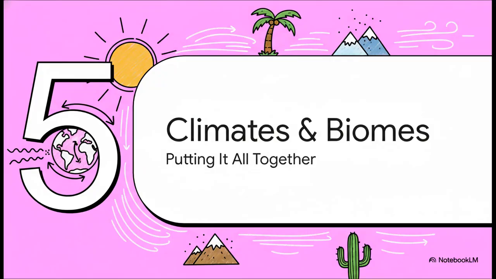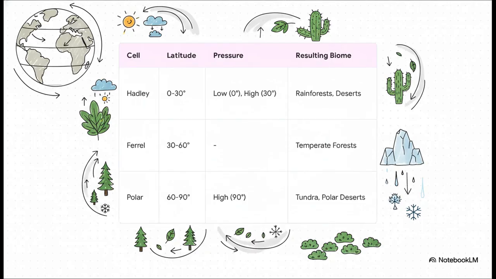All right, time to put it all together. We've got the heat imbalance, we've got the three convection cells, and we've got the Coriolis effect twisting the winds. Let's see how this incredible system creates, well, our world. This chart really lays it all out, doesn't it? It's like a cheat sheet for the planet.